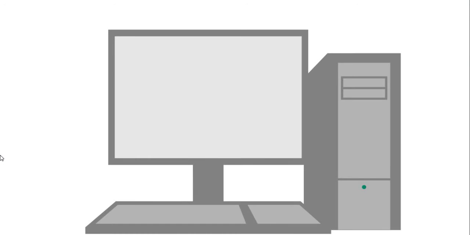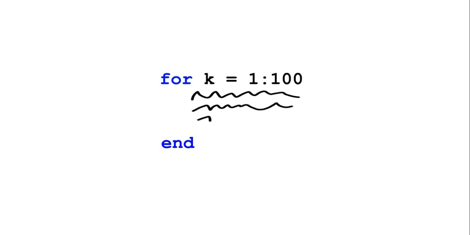Unlike humans, computers don't complain when asked to repeat a task hundreds, thousands, or even millions of times. Well, as long as you ask them the right way. You can automate tasks in MATLAB with a for loop. A for loop allows a command or collection of commands to be repeated a specified number of times.